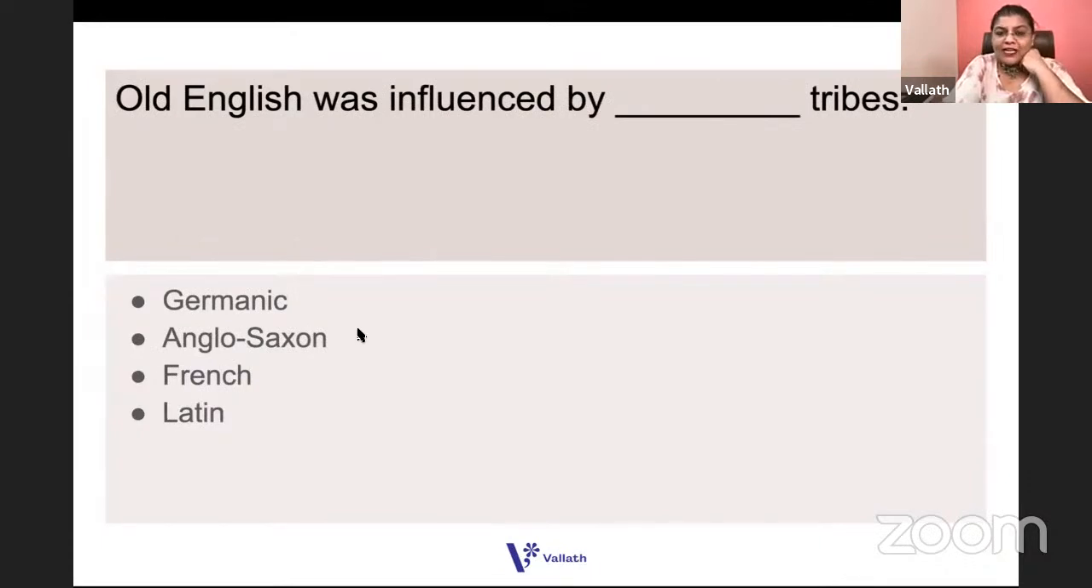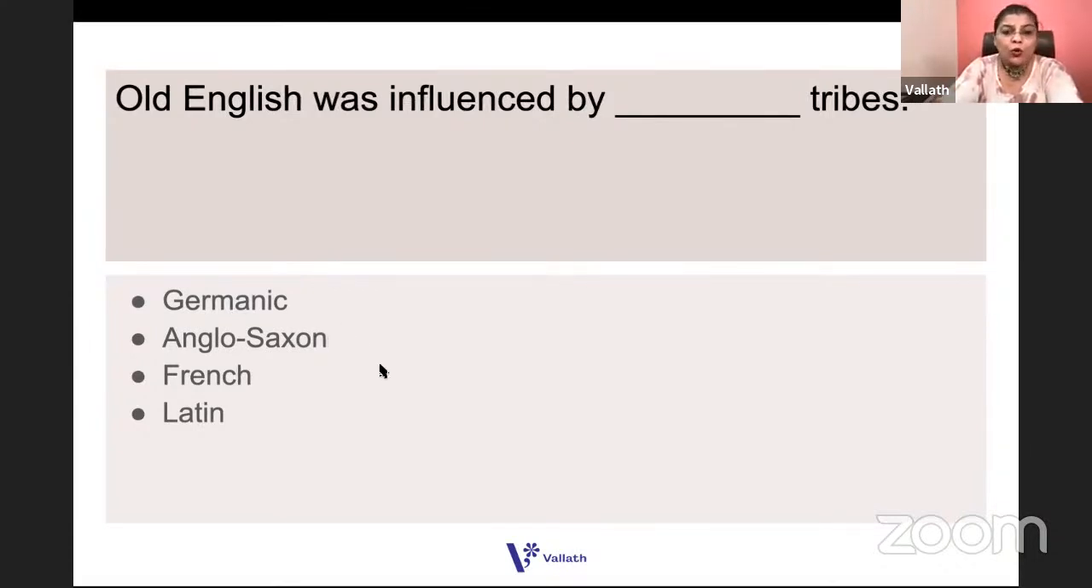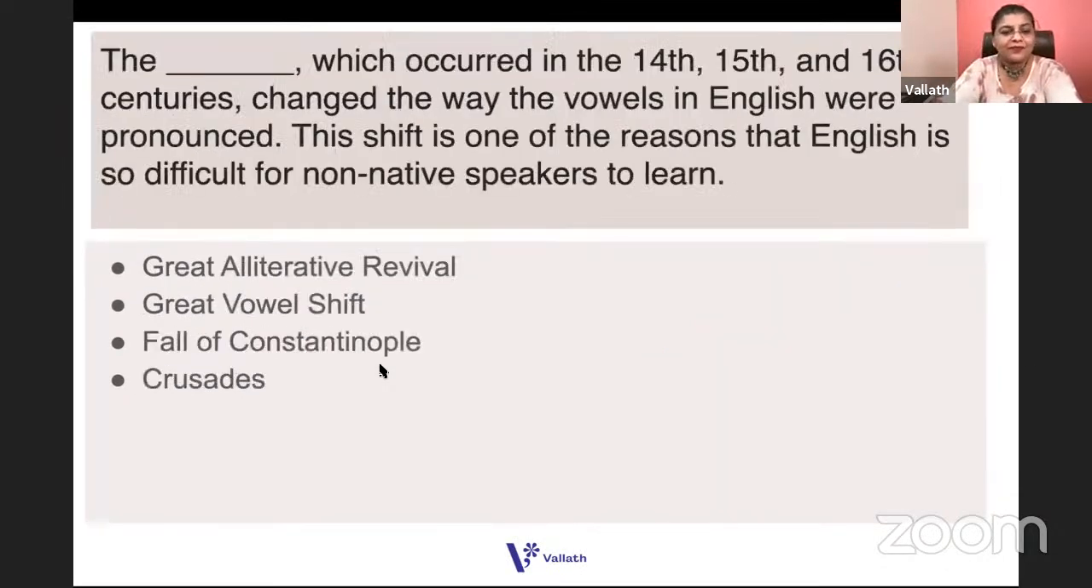Okay, Old English was influenced by, now we are starting on history of English language. Are you ready, guys? Old English was influenced by dash tribes. Is it Germanic, Anglo-Saxon, French, or Latin? Everybody knows this. Old English was influenced by Germanic tribes.